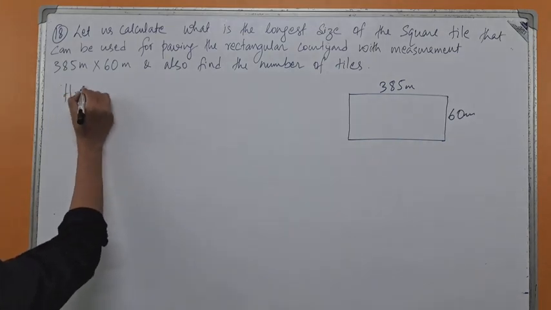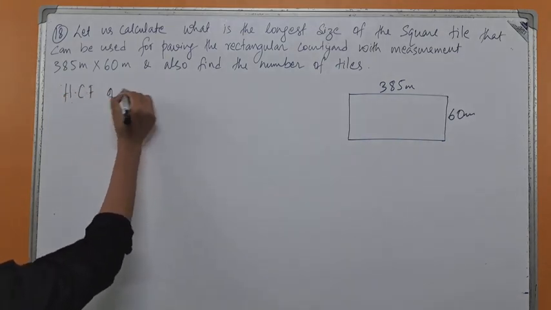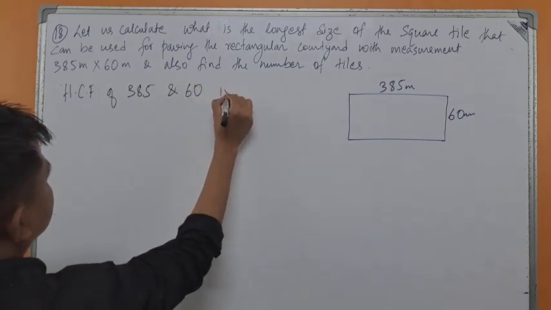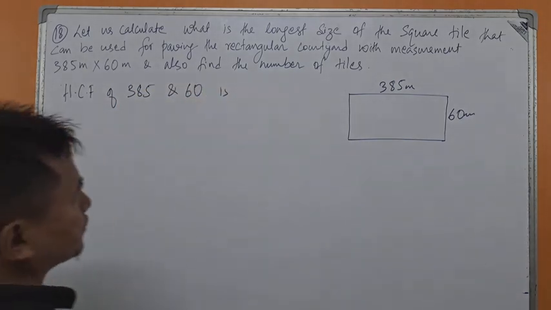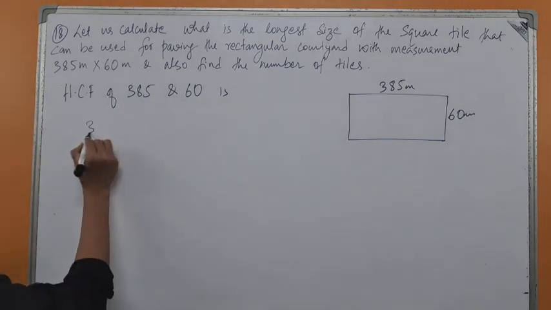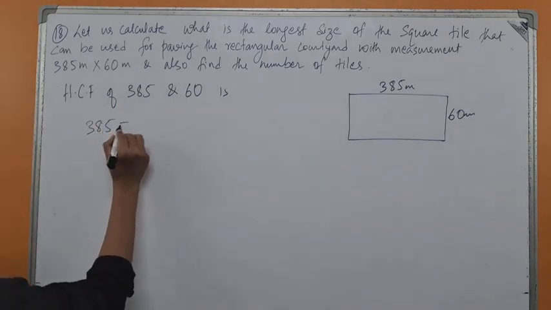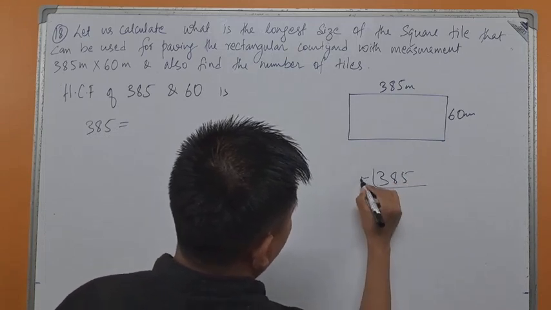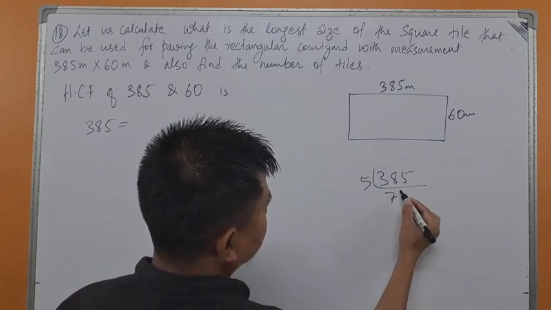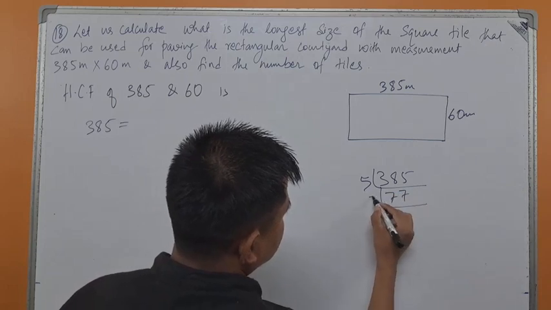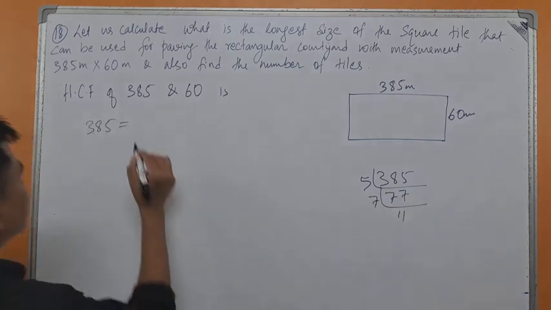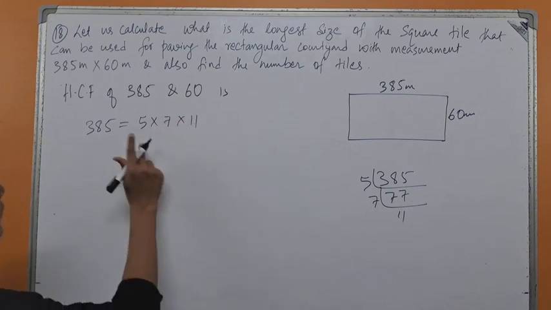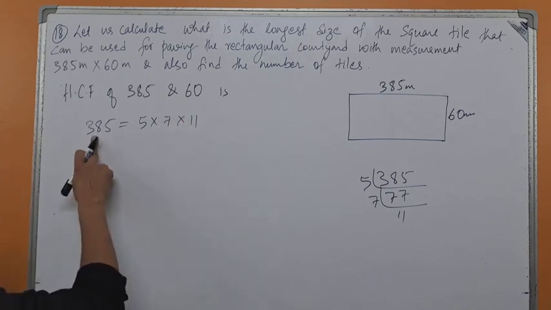So HCF of 385 and 60. 385 equal to, let's find the factors of 385. 5 7s are 35, 3 in hand, 5 7s are 35, 7 11s are 77. So 5 into 7 into 11. When we multiply these three numbers, we get 385.